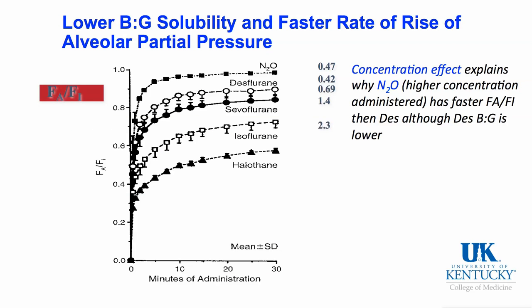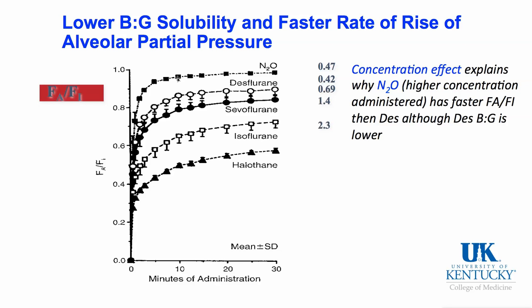FA/FI curves are used to show uptake and distribution. On the y-axis here, you can see FA over FI, or the alveolar over the inspired. When FA over FI equals 1, that means what you are delivering or inspiring to the patient is equal to the alveolus. There's equilibrium between what's on the dial and what's in the lung. With nitrous oxide and desflurane, it doesn't take too many minutes, and it will get close to whatever's on the dial being what's in the patient's lung, and by assumption, the partial pressure in the lung equals the partial pressure in the brain.